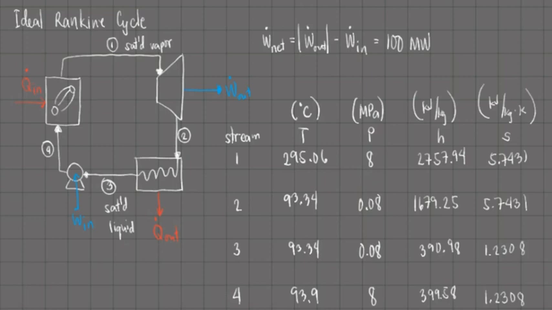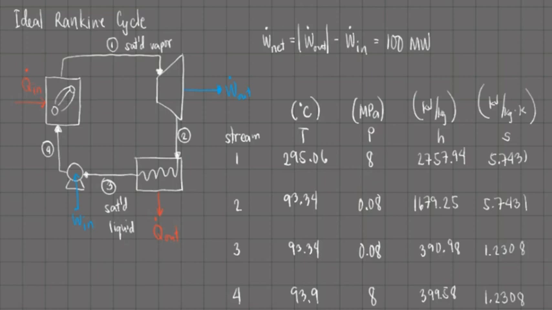It simply shows all of the streams along with the four most important parameters: temperature, pressure, enthalpy, and entropy. After you have completed this table, it will be easier for you to determine thermal efficiency values, mass flow rate of steam, and other parameters. This is how we approach such problems.